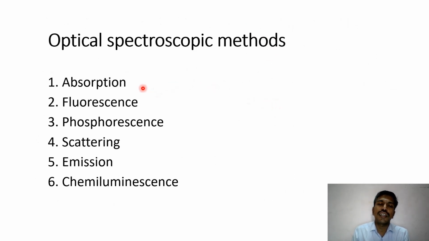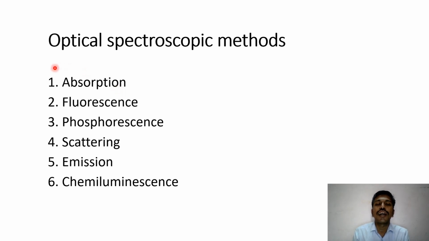Here there are six different methods available in the spectroscopic method. The first type will be the absorption method. Absorption method means the sample which is going to be analyzed may absorb the light. Which samples are going to absorb the light?